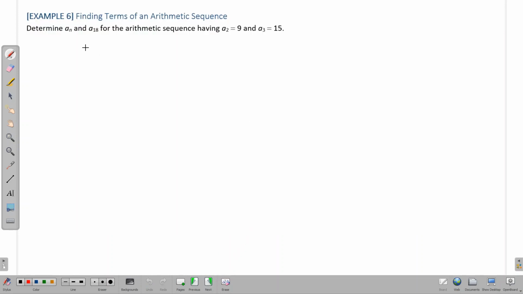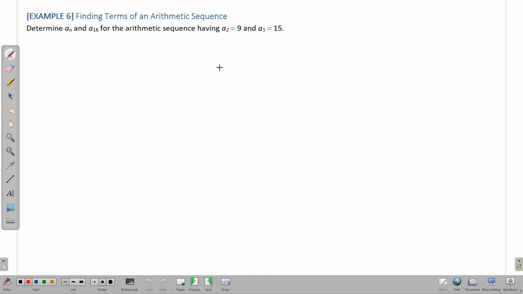Okay, let's try something slightly different. They're asking us to find the same two things, the explicit formula and the 18th term, but what they've given us is different. They have not given us all the terms in the sequence. They've just given us the second term and the third term. Now, one thing to notice is these are successive terms.